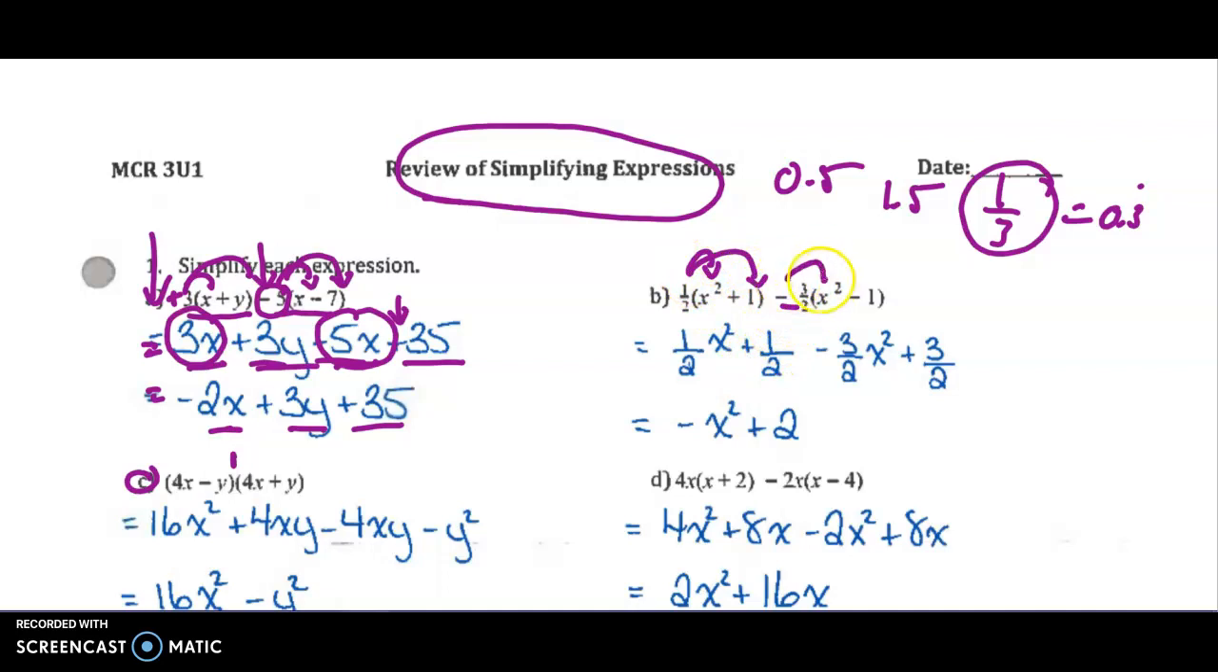Again, there's a negative here. So you're multiplying negative 3/2 times x squared to get negative 3/2 x squared. And then negative 3/2 times negative 1 is plus 3/2. Now, like terms, you have an x squared term here, an x squared term here, minus 3/2 plus 1/2 gets you negative 1x squared. So there's plus 1/2 minus 3/2. So as a decimal, you can use your calculator for this too, but as a decimal, it will be this. That's how many x squared you have.